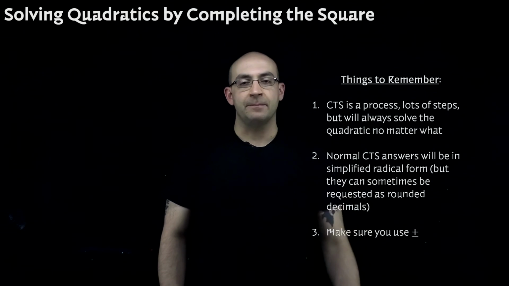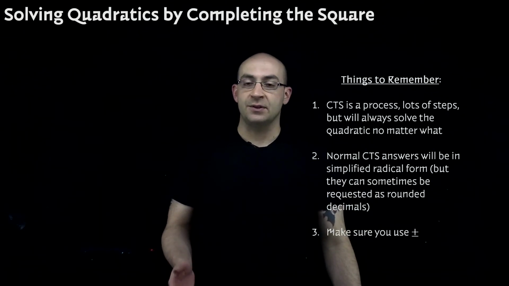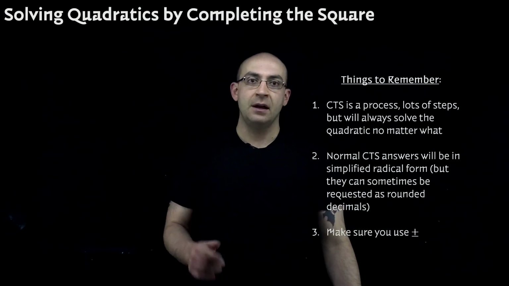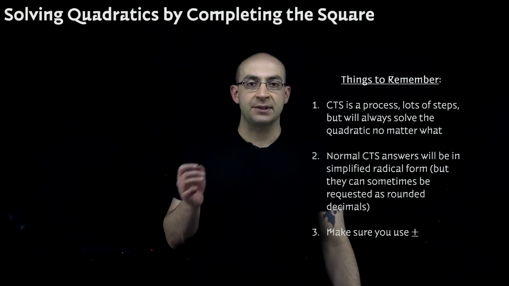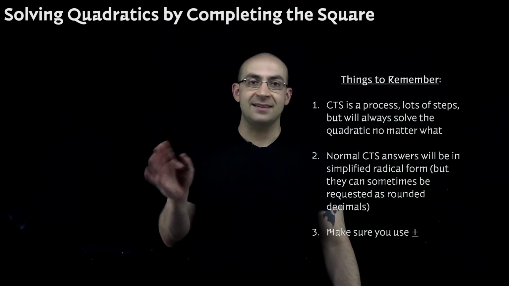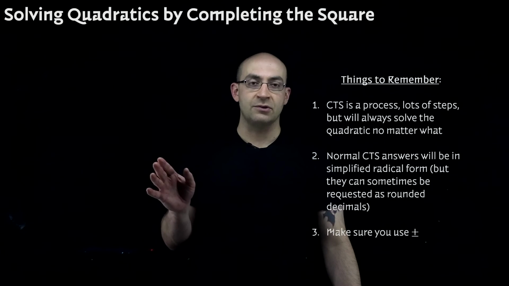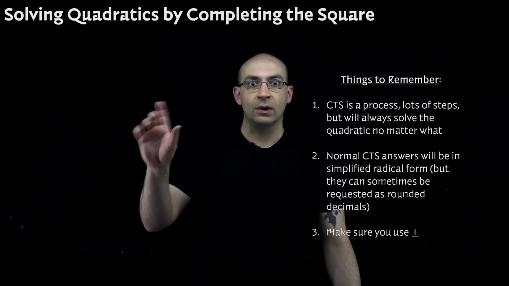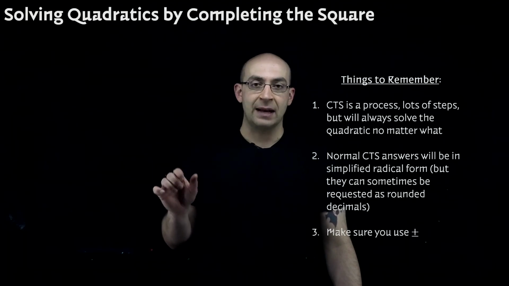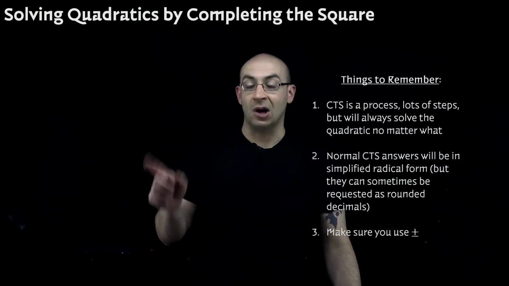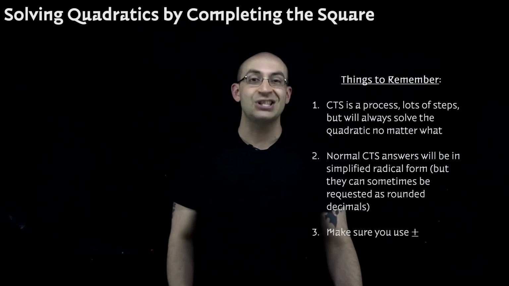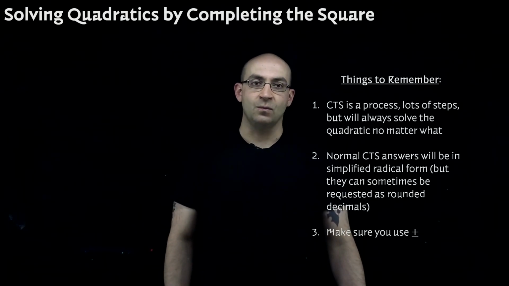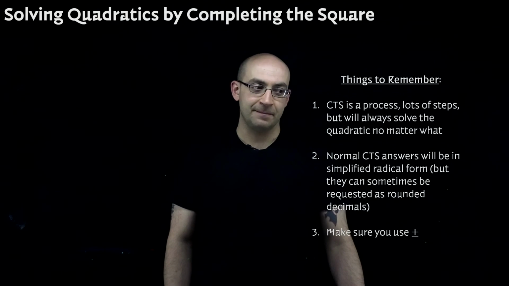The actual number 1. Complete the square is a process with lots of steps, no doubt about it. But it will always give us the correct solution, if done well, for any type of quadratic function or quadratic equation, no matter what. It doesn't matter what the inputs are. It doesn't matter what it looks like. As long as it's quadratic and you use complete the square, it will always, always, always give you the correct solutions. Number 2, normal CTS answers will be in simplified radical form.